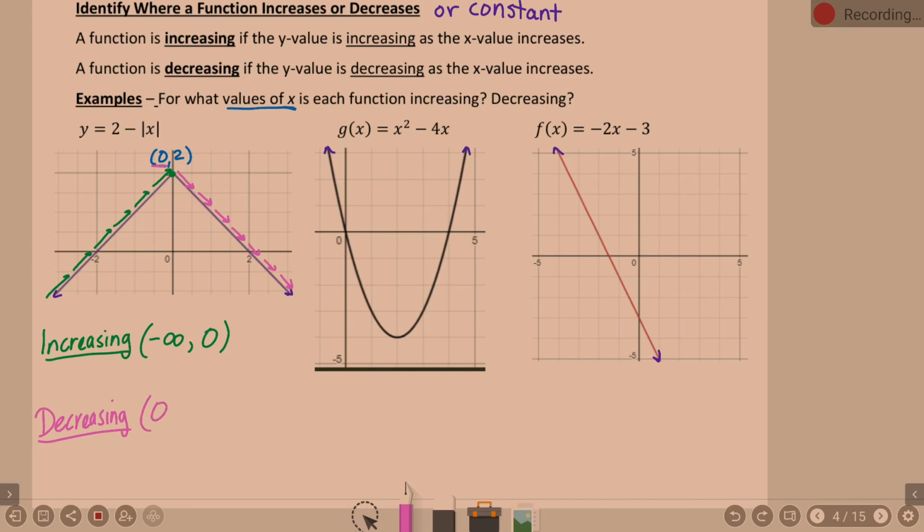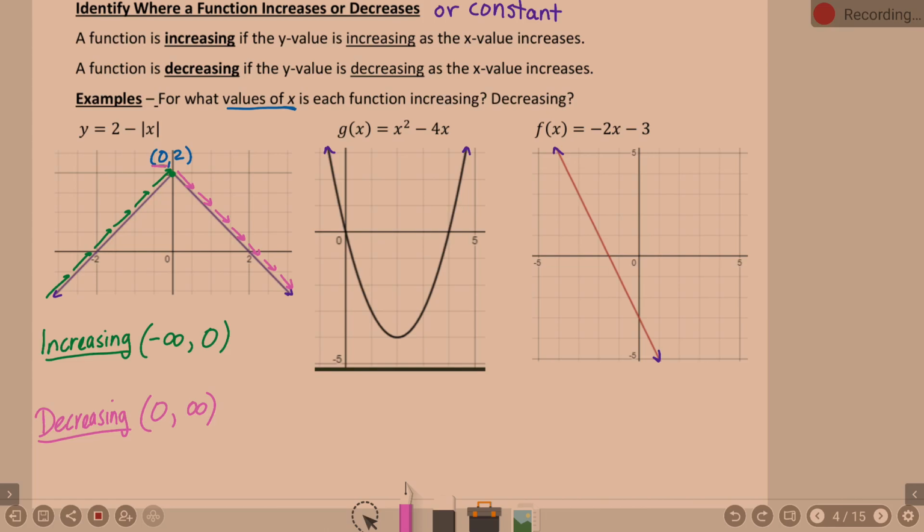Now, in terms of x values, how far to the right are we going to be decreasing? Infinitely to the right. And that is a positive infinity. I know we're going down, but we're moving to the right, which is what we're talking about here. So that's why we're using positive infinity. Okay. Was there any constant portion of this graph? No, because I never went horizontal. Okay. We increased, we decreased.